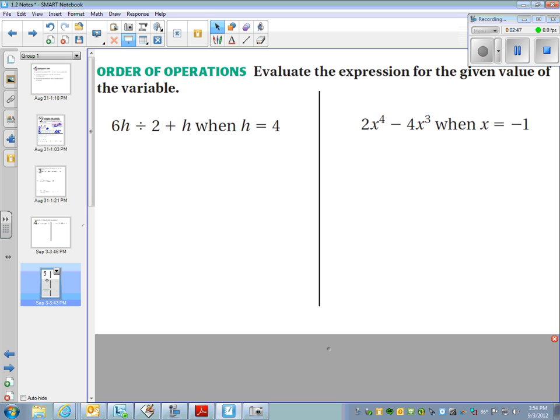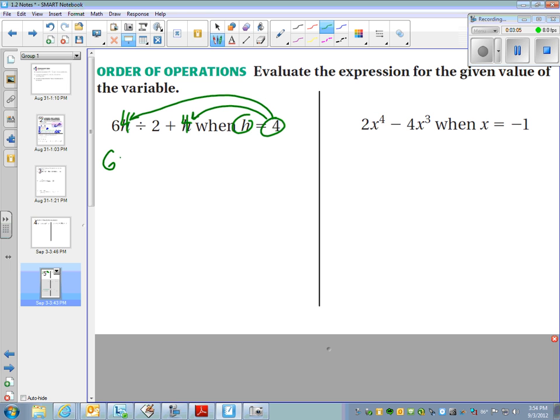Okay, what do the problems look like? Here's the first problem, order of operations. Evaluate the expression for the given value of the variable. Remember, variables are letters in math terms, so all we do is wherever we see an H, put a 4. There's an H, write a 4 instead. Here's an H, write a 4 instead.